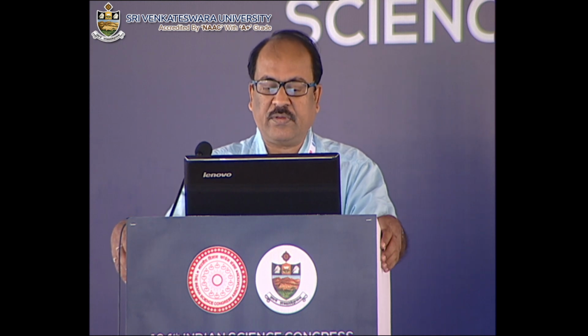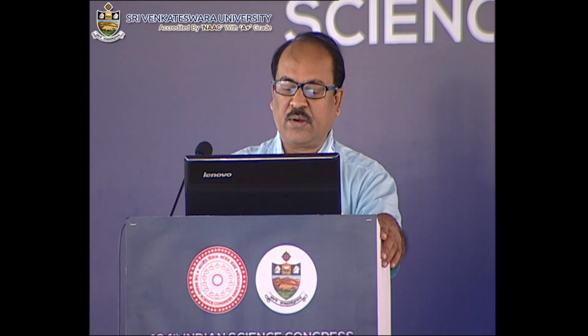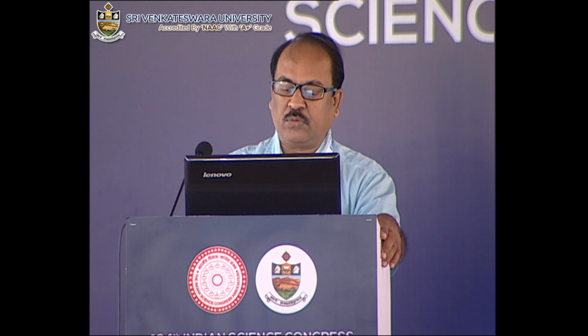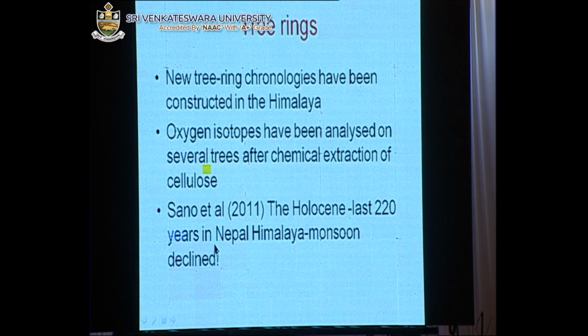Now, tree ring chronologies have been constructed, new tree ring chronologies, and for example Sano et al., who worked with me, we showed that over the last 220 years of the Holocene, the Nepal Himalaya monsoon has declined. This is published in a journal called Dendrochronologia, a specialist journal for people studying tree rings and climate. We have shown, based on one particular site in Nepal, that in the Nepal Himalayas during the last 220 years monsoon has been steadily declining.